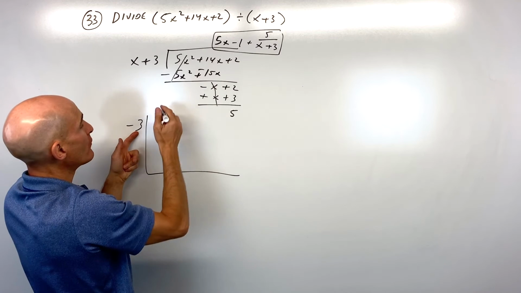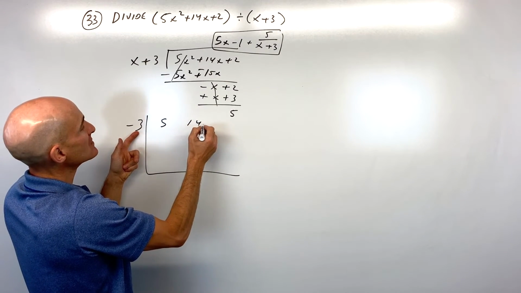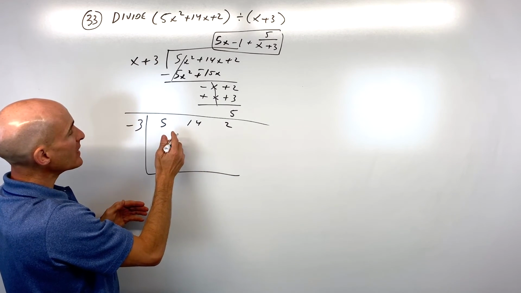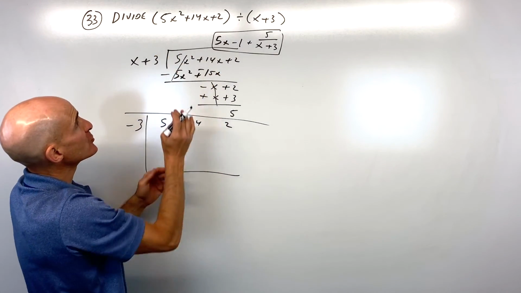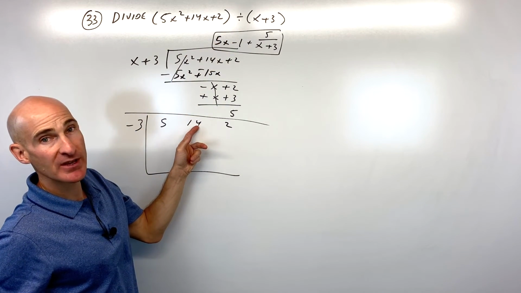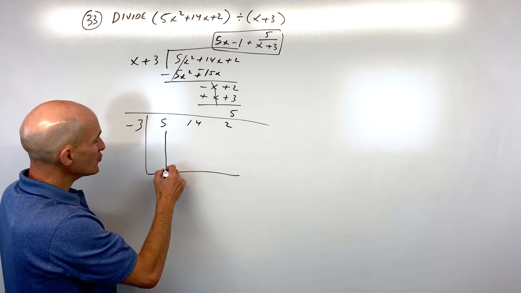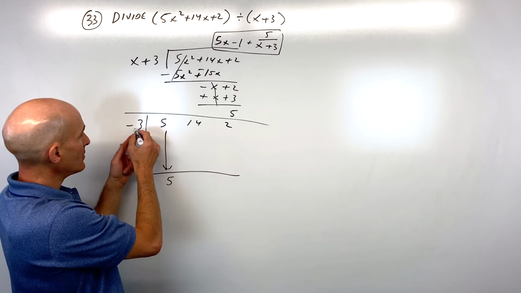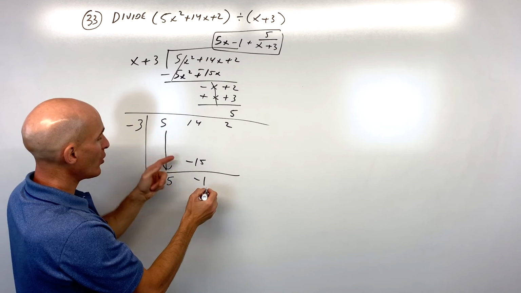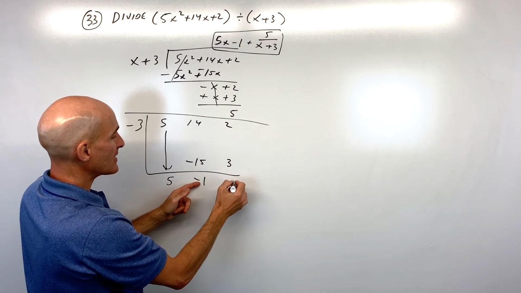Then you just use the coefficients 5, 14, and 2. Okay, and what you want to do is you want to make sure you're not skipping over any terms. If you go from x squared to a constant, you'd want to put a 0 here as a placeholder. So then what you do is you drop down that first term, you multiply in the diagonal, and you add straight down. You multiply in the diagonal, and you add straight down.